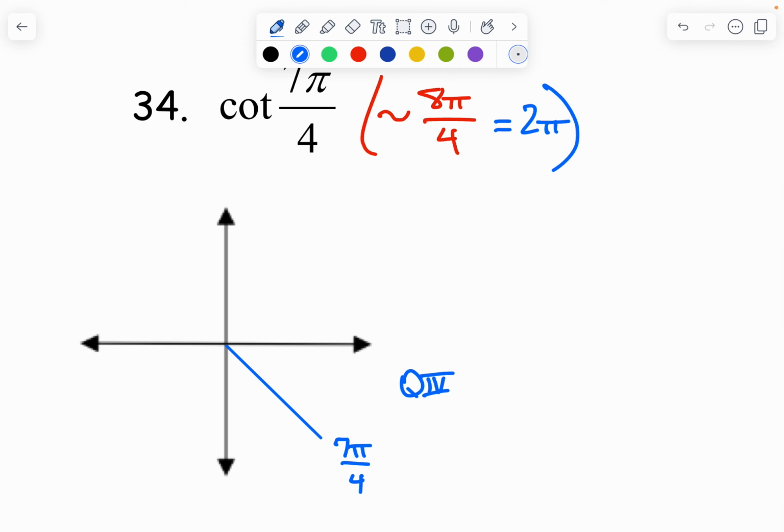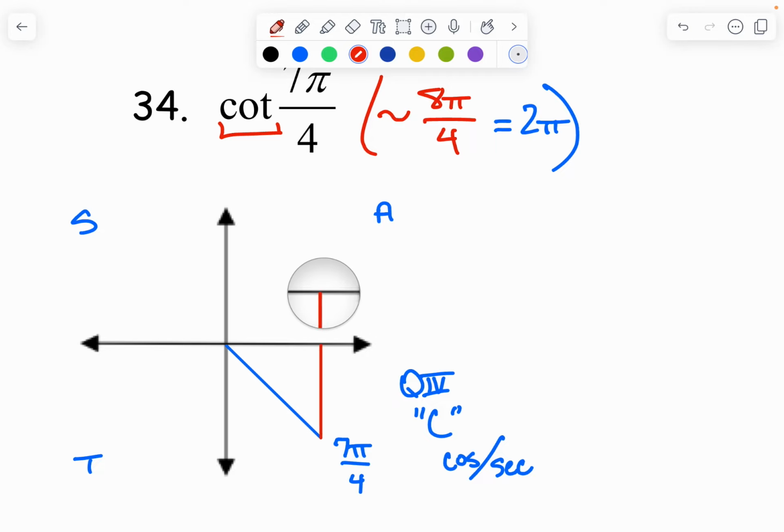When I'm in quadrant 4, that's where all students take calculus. That's my C. So I'm going to have cosine and secant positive down here. So I'm actually expecting, since I have cotangent, a negative answer. So I'm going to connect up here. My reference angle right here is pi over 4. Pi over 4 is 45 degrees. So this is a 45, 45, 90.